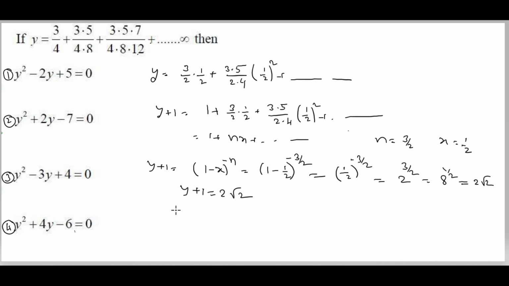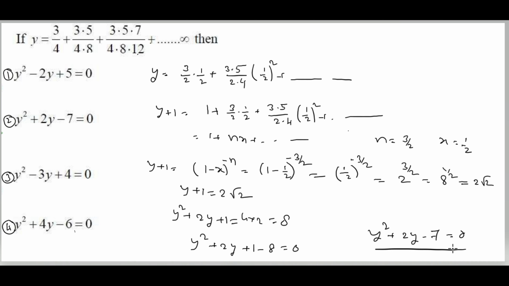Now we square on both sides, that is y square plus 2y plus 1 is equal to 2 into root 2 whole square, that is 4 into 2, that is equal to 8. Take this side, that is y square plus 2y plus 1 minus 8 is equal to 0, that is y square plus 2y minus 7 is equal to 0. Here the second option is the correct answer.